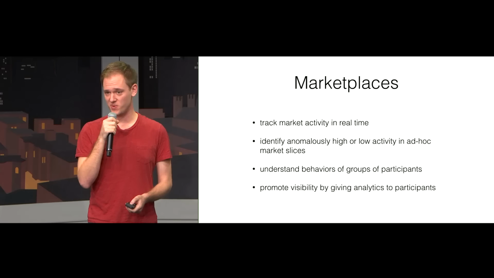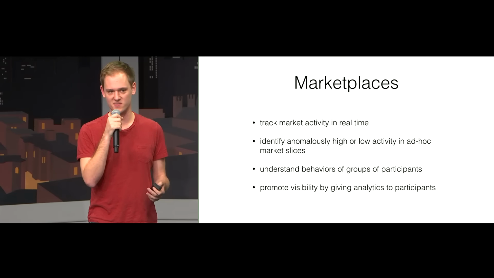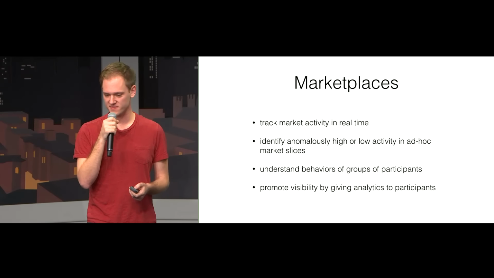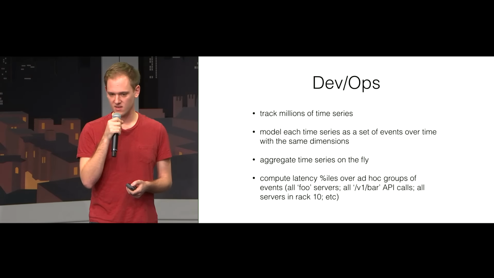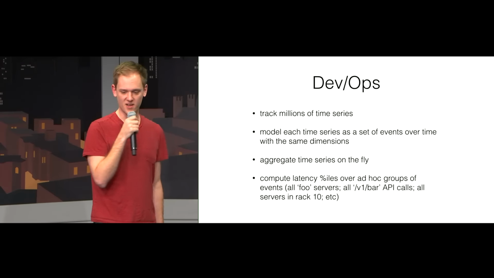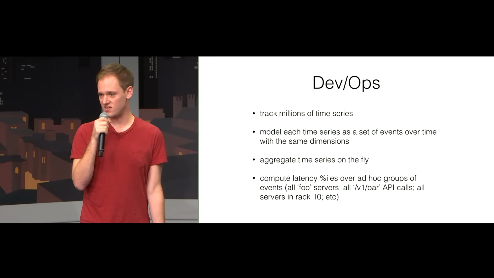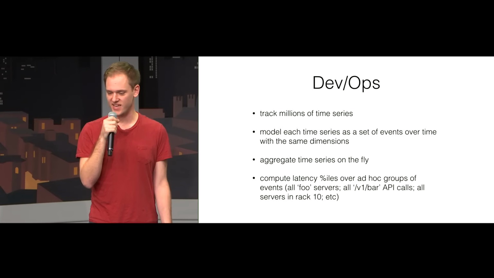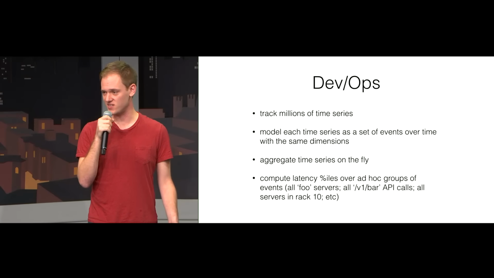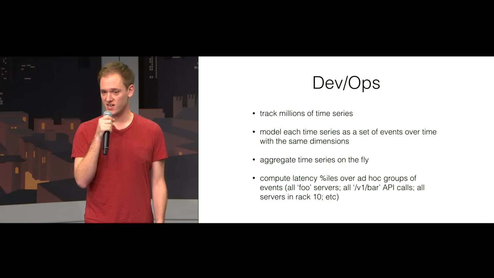A lot of people that deploy Druid in that way find that the visibility for marketplace participants really helps them stay involved. Another big one is DevOps. So you can track millions of time series. Each time series in Druid we modeled as a set of events over time with the same dimensions. And Druid can aggregate these time series on the fly. And we can also use our approximate algorithms.